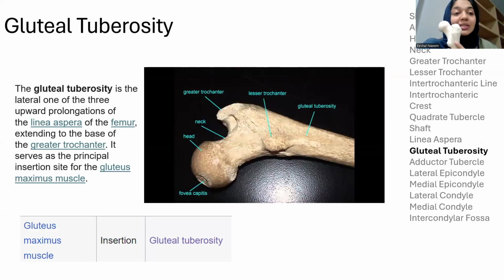So the gluteal tuberosity, it should be very clear now. The gluteal tuberosity is the lateral one of the three upward projections or prolongations of the linea aspera of the femur, extending to the base of the greater trochanter. So this is the greater trochanter. You go to its base and you find the gluteal tuberosity.